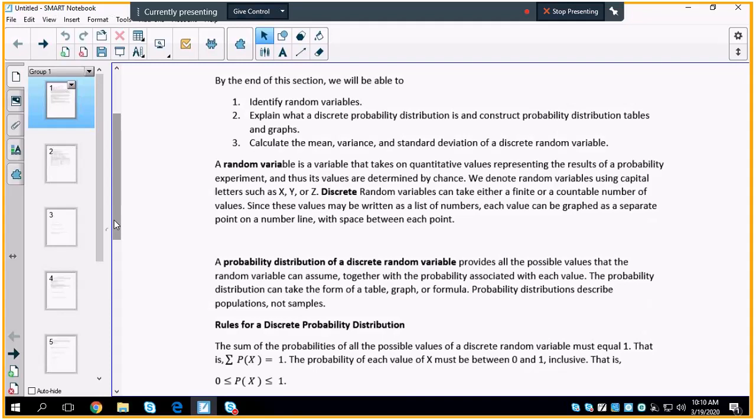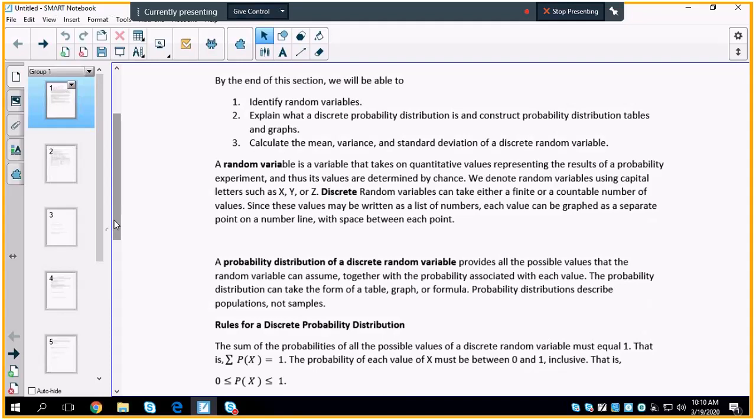We will explain what a discrete probability distribution is and construct probability distribution tables and graphs. Calculate the mean, variance, and standard deviation of a discrete random variable. So let's start with the definition of a discrete random variable.